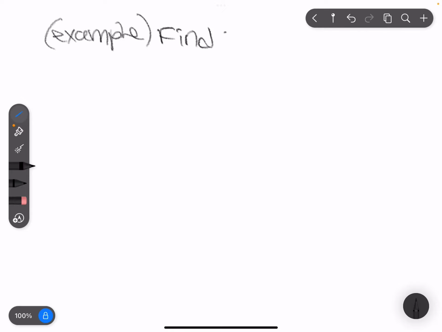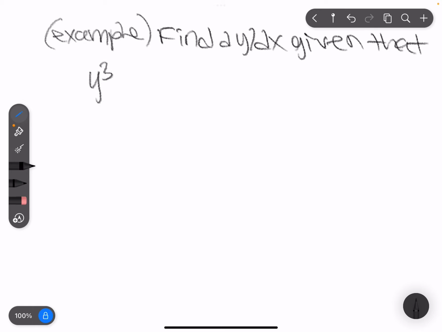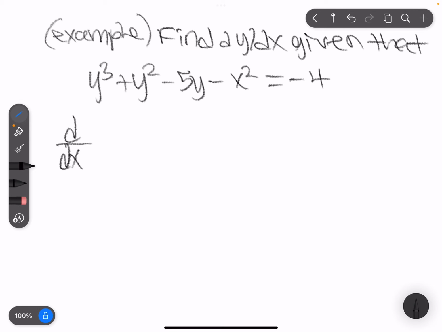Find dy dx given that y cubed plus y squared minus 5y plus x squared, let's say minus x squared, equals negative 4. The strategy here is to differentiate both sides with respect to x.